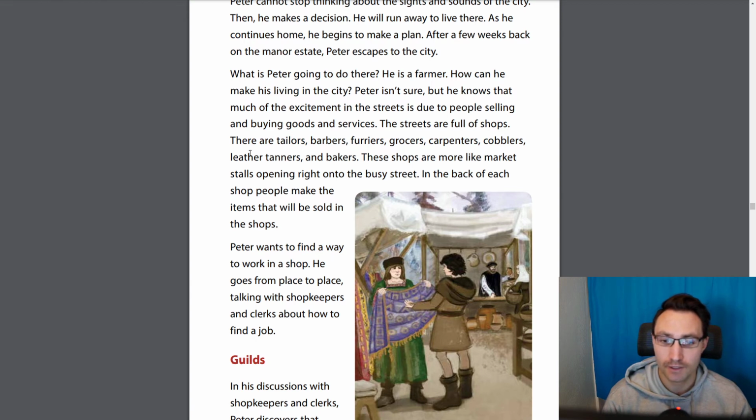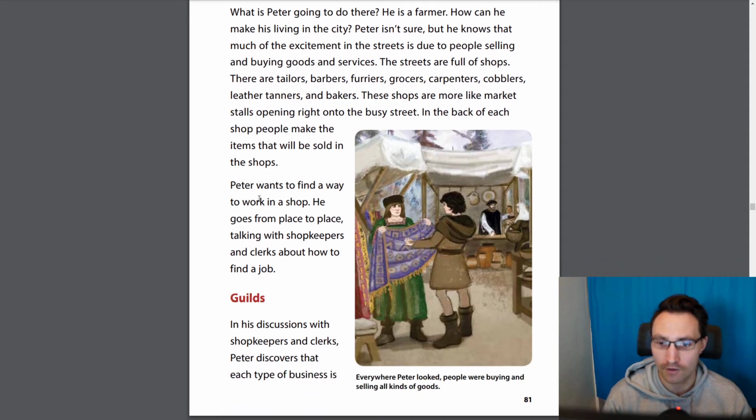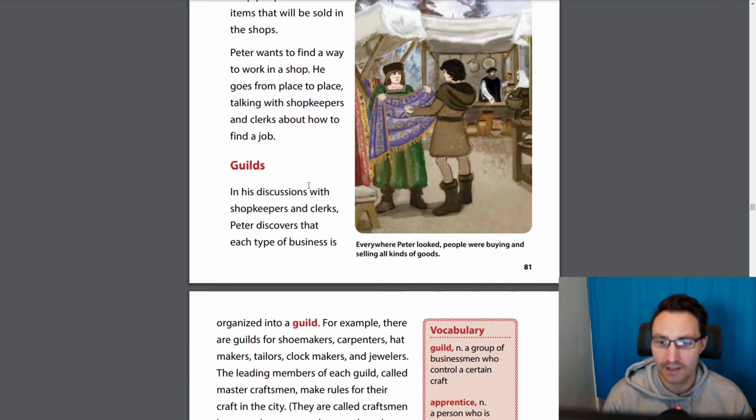Leather tanners, leather could be used for bags, a lot of different things. Clothes, so someone that tans the leather to make it look a certain way. And bakers for food, right? He has all these different things, and maybe he wants to join one of those.